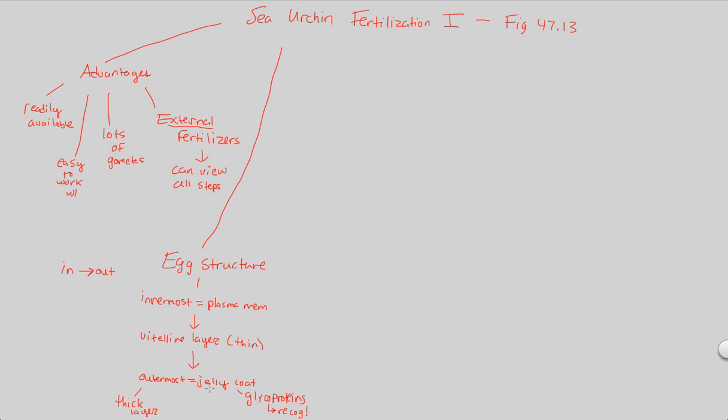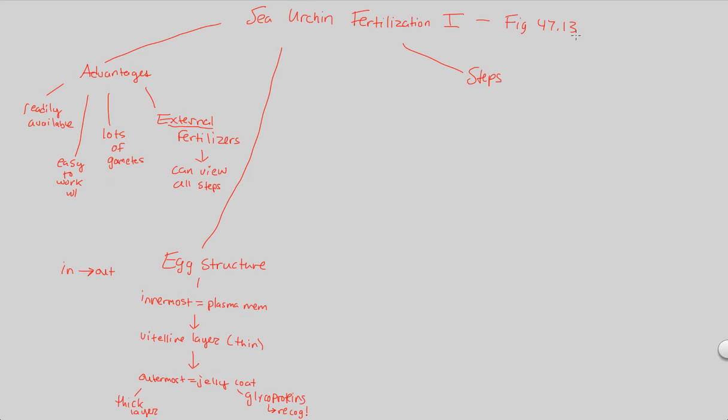Sperm has to meet the jelly coat, digest through it, get through the vitelline layer, and then eventually deposit its nucleus into the plasma membrane and into the internal cytoplasm of the egg. So that's what we're going to be doing. So that's our sort of overview of what the sperm has to do. Let's see the specific steps associated with that. So now let's go over the steps broadly.